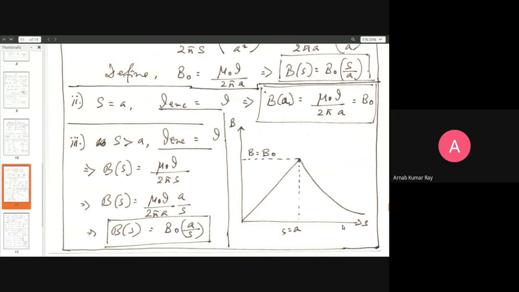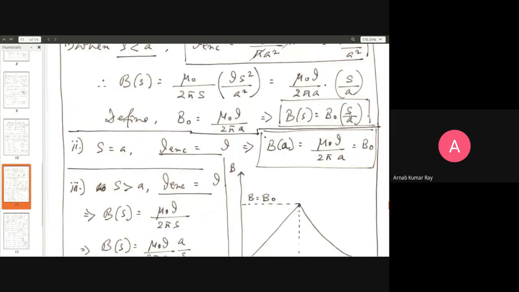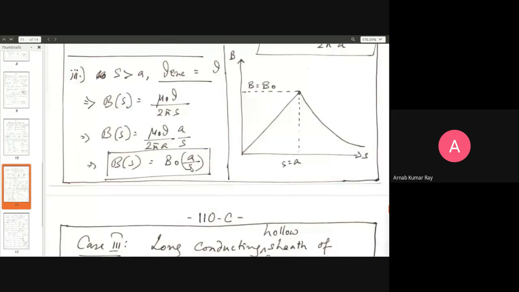And then outside, the magnetic field is B naught into A by S. This thing just inverts itself. Here it is S by A, and now it is A by S. So it is just like a rectangular hyperbola, an inverse behavior, inverse function. So that is what it is. If you are asked to plot this function, you should be able to do that.